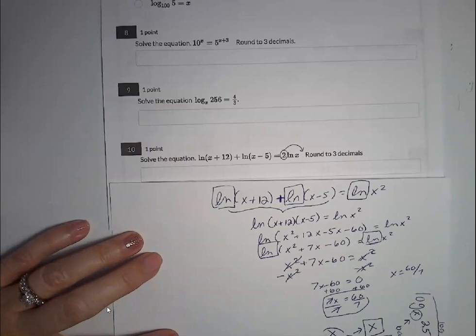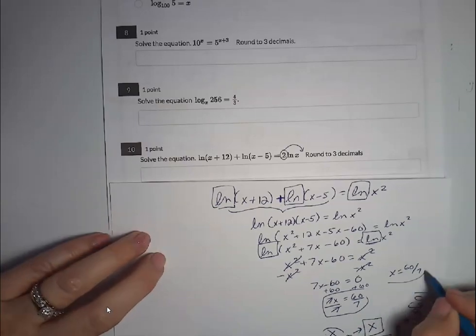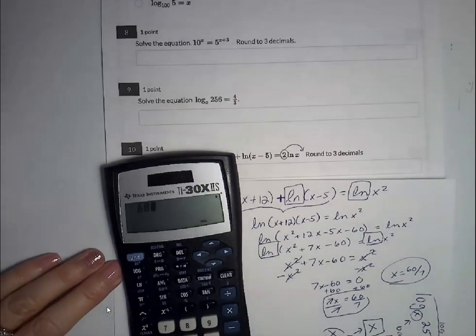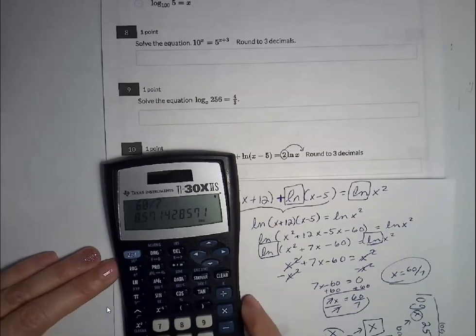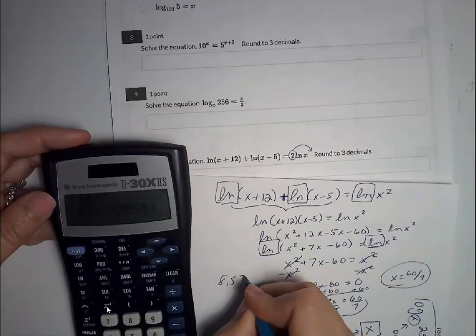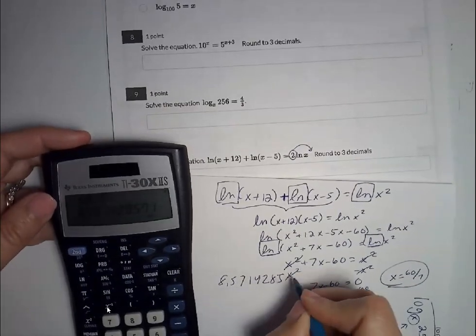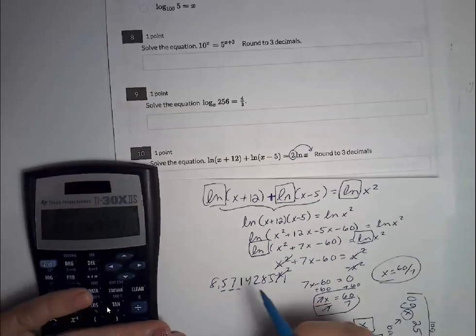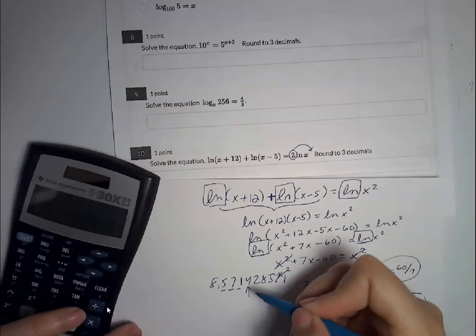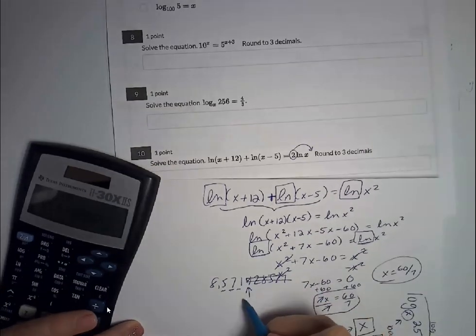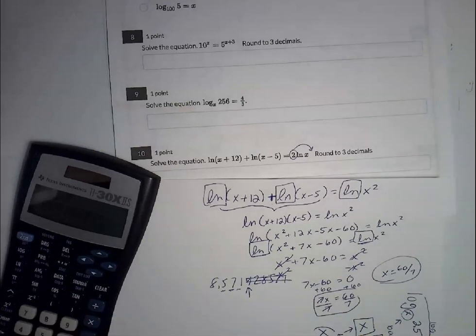Okay? And it wants us to round that to 3 decimals. So let's go ahead and do that on our calculator. On our calculator, 60 divided by 7 is 8.5714285571. And it said to round to 3 decimals, 1, 2, 3. I look at the next decimal, which is 4. It's less than 5, so I'm not going to do anything. So 8.571.